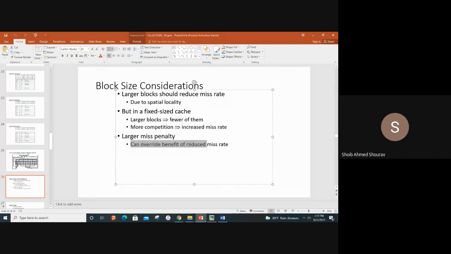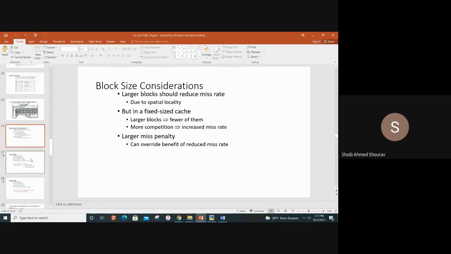And this can override our benefit of reduced miss rate due to larger block. If the block size is larger, yes, we can get the reduced miss rate if the cache size is not fixed. Even if the cache size is not fixed, a larger block should reduce the miss rate. But for any one miss, we have to copy around 8 words if the block size is 8. So the miss penalty is larger, and this can override the benefit of reduced miss rate. So larger block is good, but not always. That is the main consideration in block size.